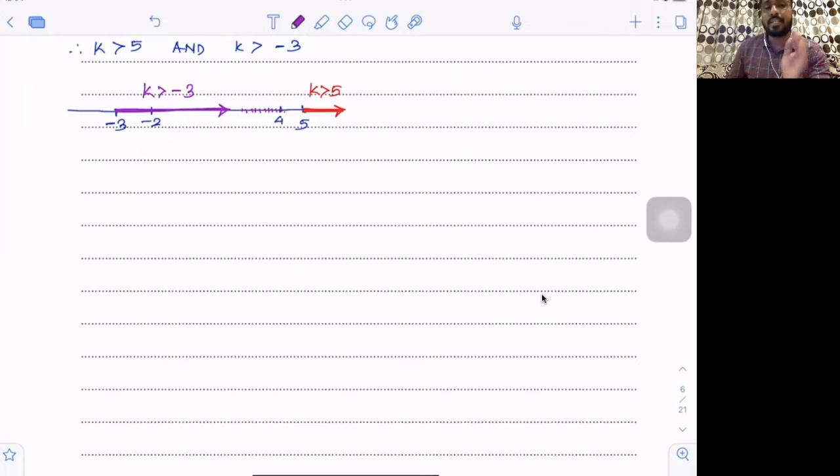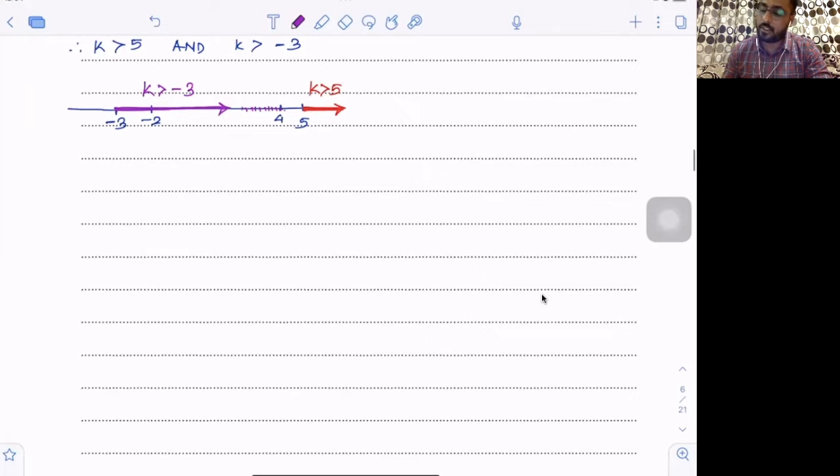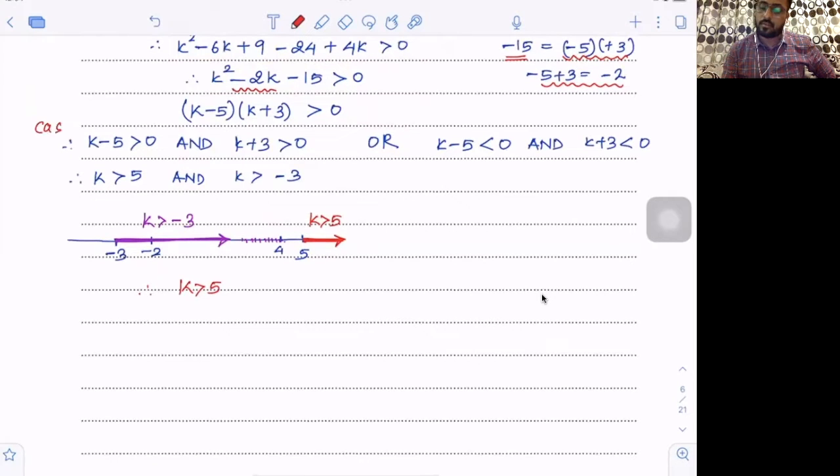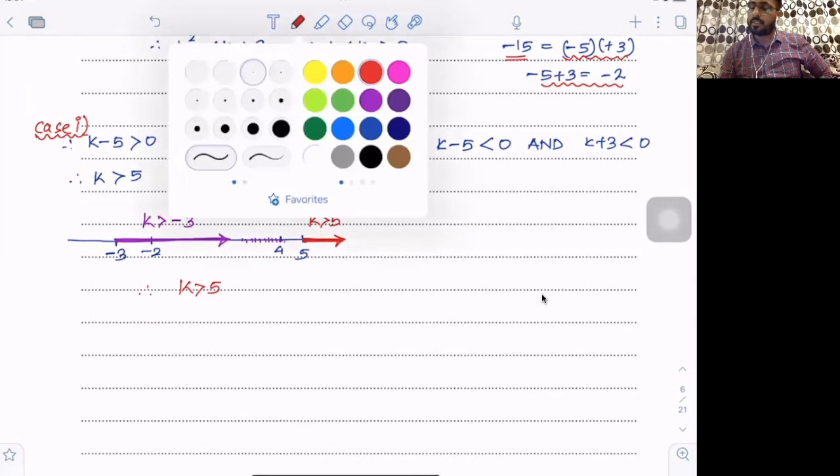So if I'm saying that k is greater than 5 and k is greater than minus 3, only one condition will be true from here, and that condition is k is greater than 5. Therefore, k is greater than 5. So I've got k greater than 5 from the first case, right? When both the values were positive. So this I can call case 1.